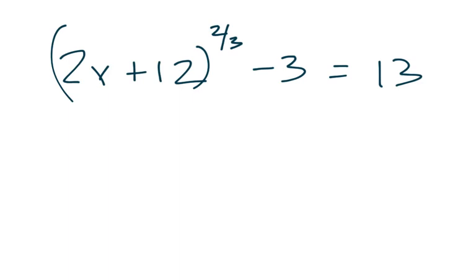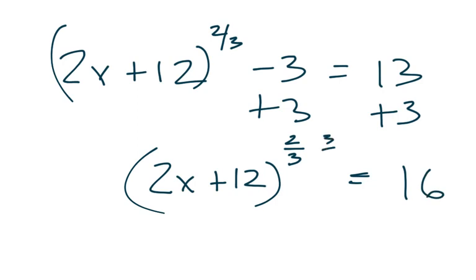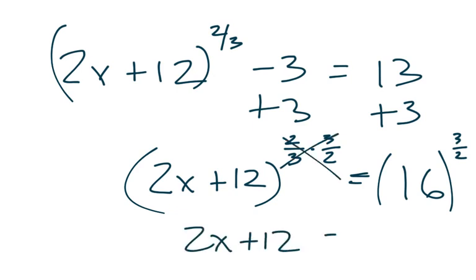So we're going to do that here, but we're not going to do it until we get rid of this 3. And then we'll have 2x plus 12 to the 2/3 power equals 16. What if I multiply this by the 3/2 power? That's going to cancel everything out and just leave me with 2x plus 12, isn't it? Yes, and that's what I want.